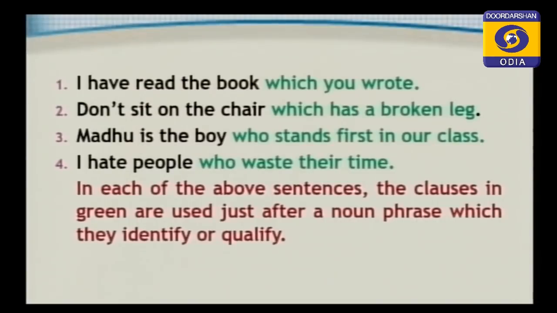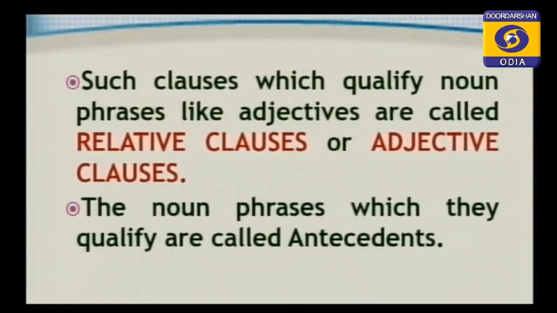Take for example, in the first sentence, the clause in green, which you wrote, identifies and qualifies the noun phrase the book. In the second sentence, the clause in green, which has a broken leg, speaks more about the noun phrase the chair. In the third sentence, who stands first in our class, defines the noun phrase the boy. In the fourth sentence, who waste their time, qualifies the noun phrase people. Such clauses which qualify noun phrases like adjectives are called relative clauses or adjective clauses.